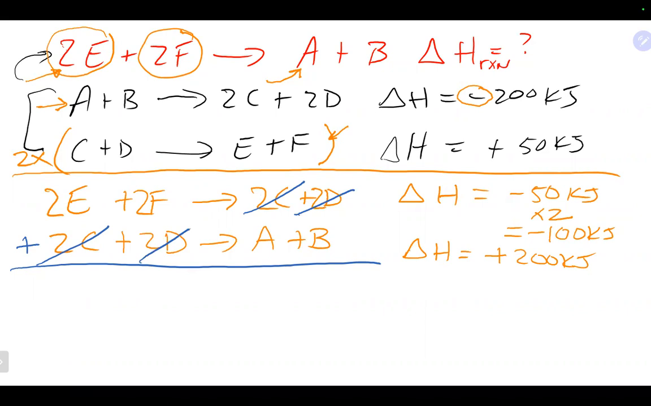At this point, there's nothing else that's going to cancel. So whatever is left over, everybody that's on the left-hand side of the arrow stays on the left-hand side. Everybody on the right-hand side of the arrow stays on the right-hand side. And that would give me my 2E plus my 2F goes to A plus B.